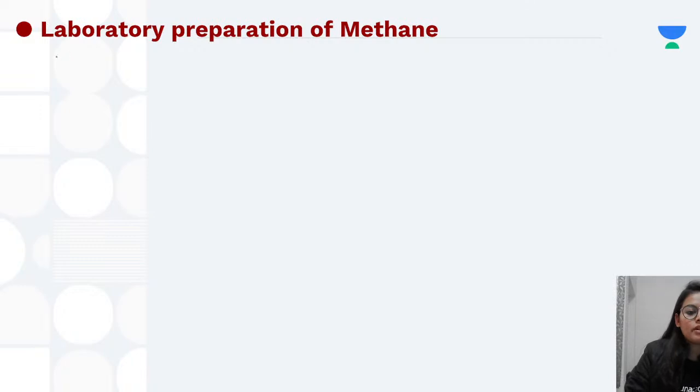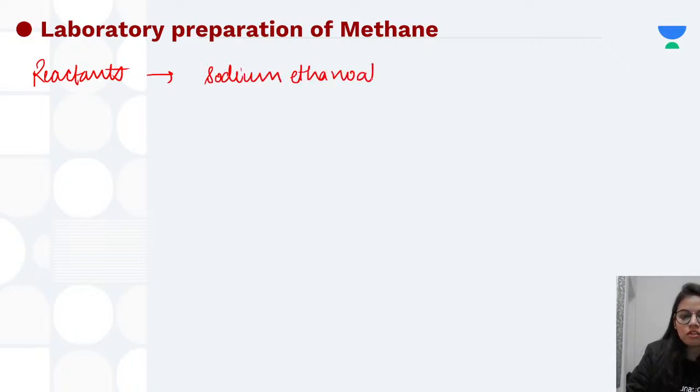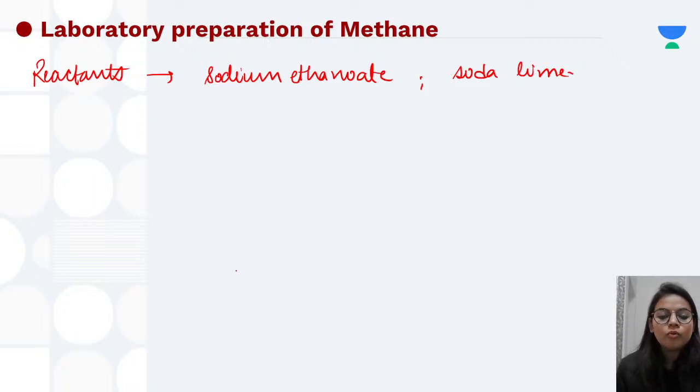Now in this laboratory preparation, our reactants are sodium ethanoate, which is also known as sodium acetate, and soda lime. We take a mixture of sodium ethanoate and soda lime in a hard glass tube, and we heat it. Now what is the reaction that we get?